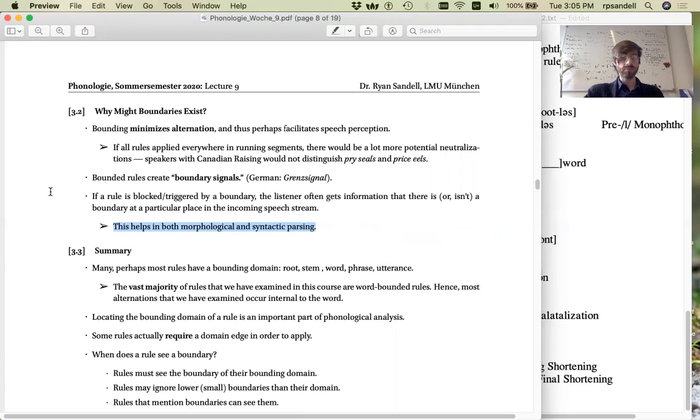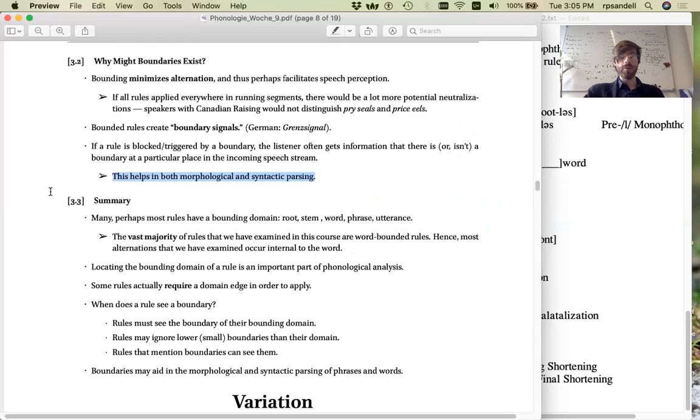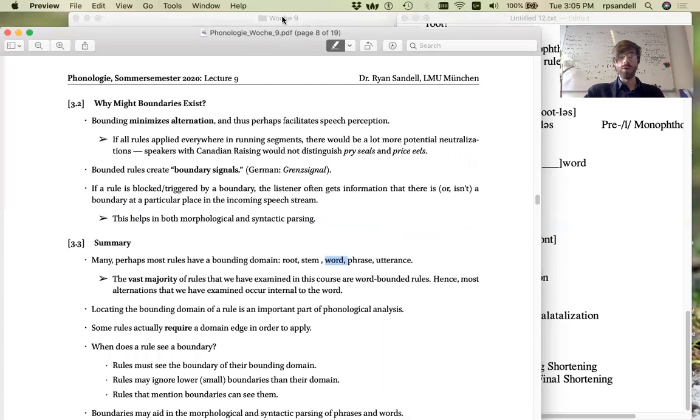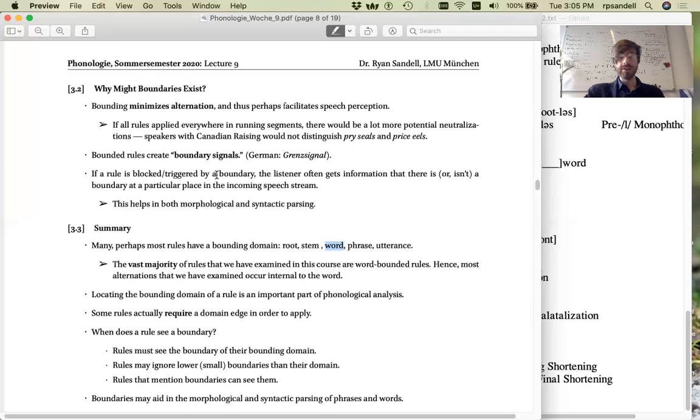So to summarize, we'll say that many, perhaps not all, but probably most phonological rules have some kind of bounding domain. Based on my experience, I would say that the most common bounding domain is probably the word domain. Most rules that you will encounter and most rules that we have discussed in the course up to this point can be assumed to apply within the same word, but not outside of the same word.